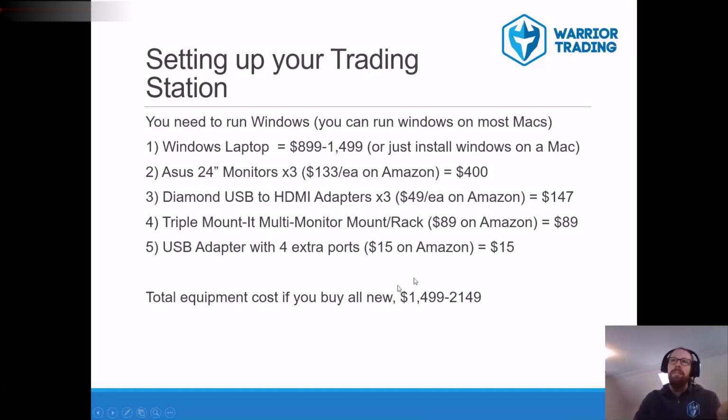That's your total overhead. I mean, this is a business where last year I made over $200,000, and the total overhead in terms of equipment is $2,000. That's a really, really good return on my investment.